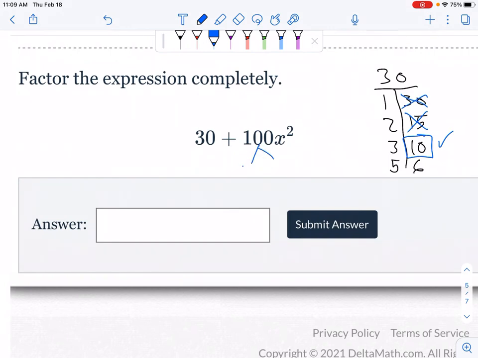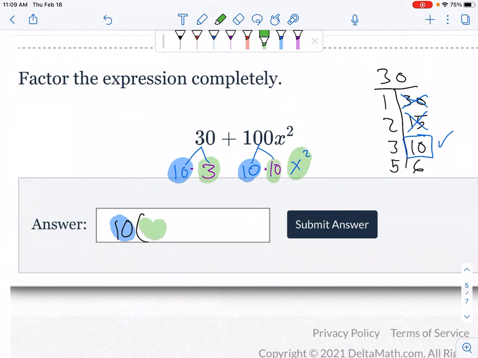So if I use 10 as my common factor here, and then I have my x squared still, 10 times 3 makes 30, and 10 times 10 makes 100. So it's my common factor that I'm writing on the outside, and then it's my leftovers that gets written on the inside.